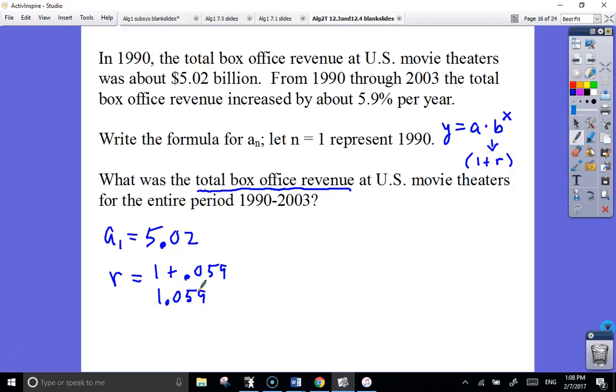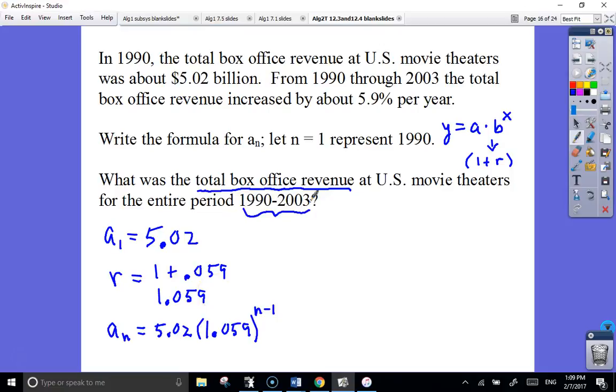Okay, and let's see. So that's going to make our formula for AN. AN equals the first term, 5.02, times 1.059 to the n minus 1. Okay. So now we need to find the sum. They say find the total. If that's the formula for the nth term, then we ought to have enough information to find the sum for this period right here.